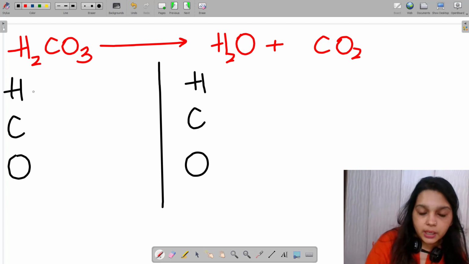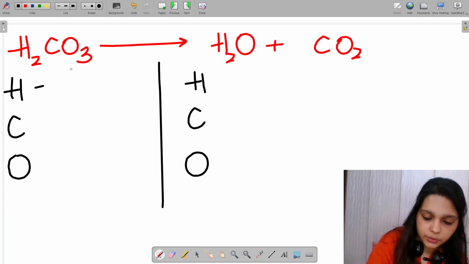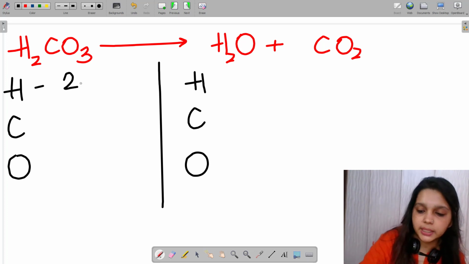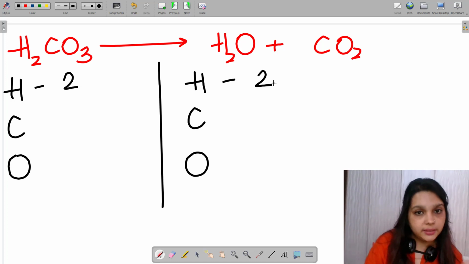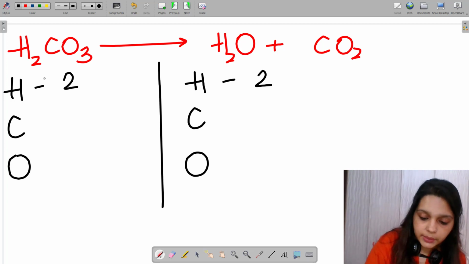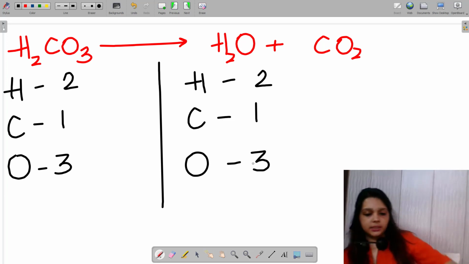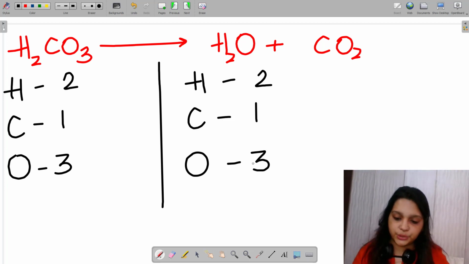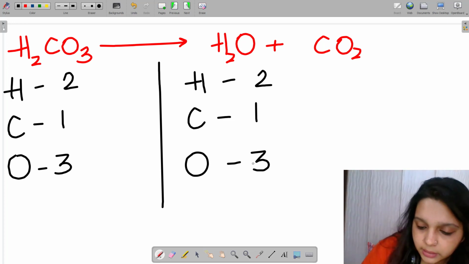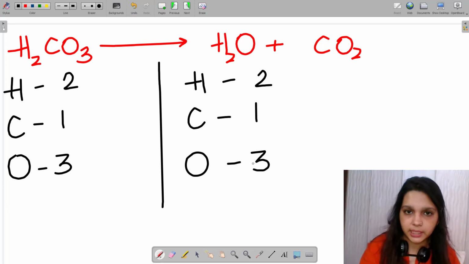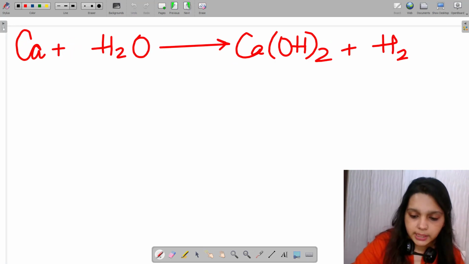Okay, so hydrogen, how many do we have here? 2 on the reactant side and 2 on the product side, balanced already. C, we have 1 here and 1 here. Now O, we have 3 here and 3 here. Oh, we have a balanced equation already. Okay, 2, 1, 3. Great, right? So we need not do anything here. It's already balanced. Let's have a look at another example.